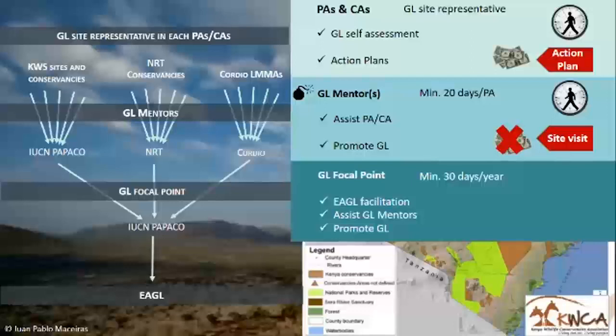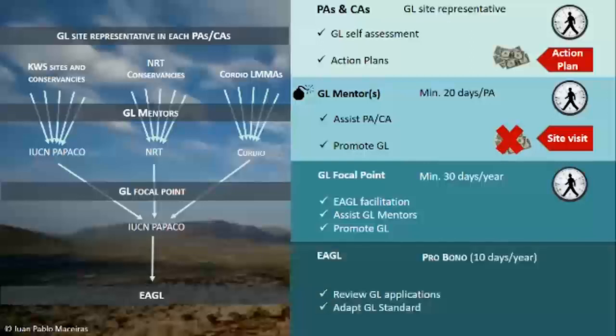When we look at the focal point level, so the person who is coordinating the process and supporting the Green List mentors at national level, this person needs to provide staff time. Again, it's about 30 days a year. And finally, the EAGLE has to review the application and adapt the Green List standards. They also have to provide staff time, which is pro bono as per the Green List user manual. And also they will need to perform at least one site visit per site.